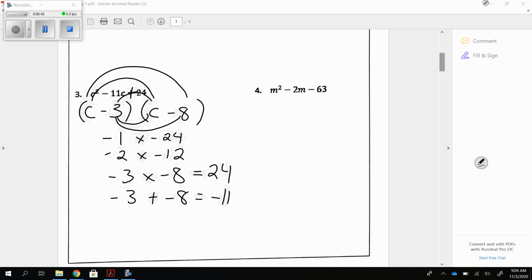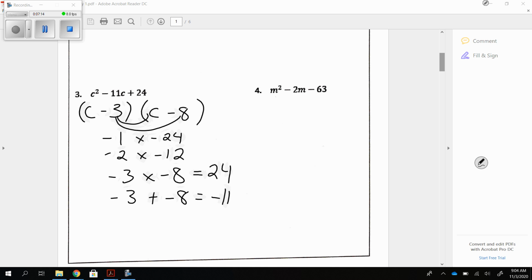and distribute there. So c times c is c squared. Then c times negative 8 is negative 8c. Then negative 3 times c is negative 3c. And then negative 3 times negative 8 is 24. Combine like terms, and you get what the original polynomial was. That's how you check your work.